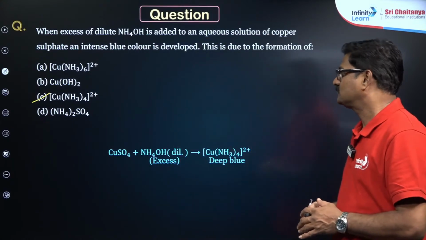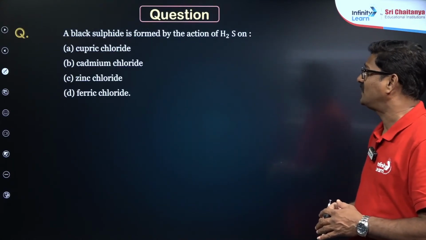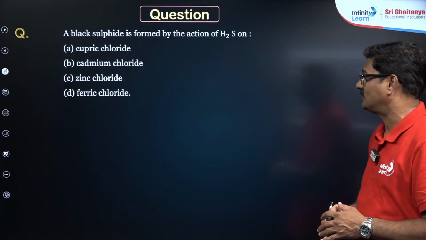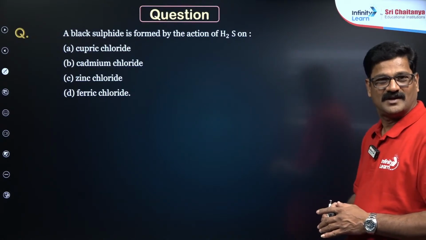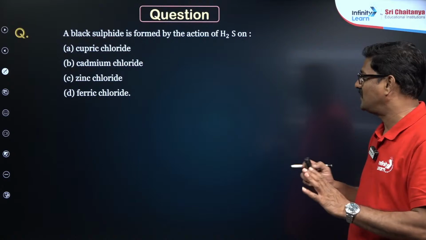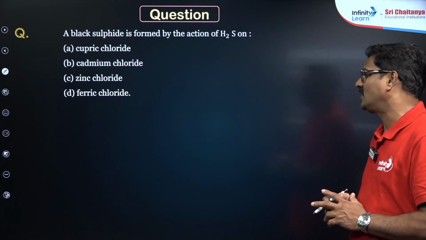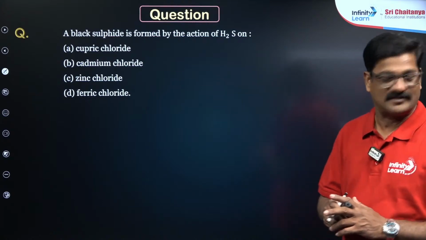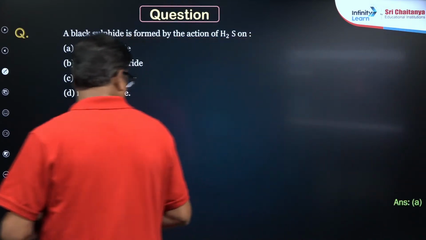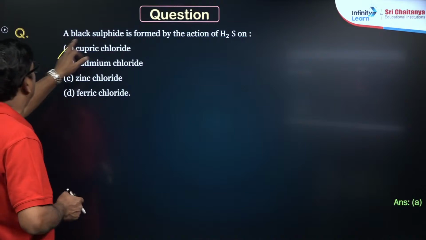A black sulfide formed by the action of H2S. It is again an NCERT related question. Cupric chloride, cadmium chloride, zinc chloride and ferric chloride. What are the answers for this? You are going to see it is cupric chloride.